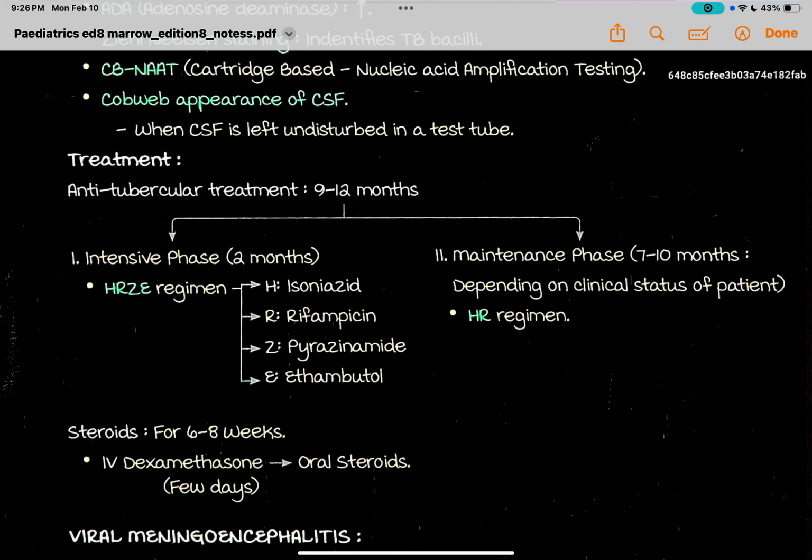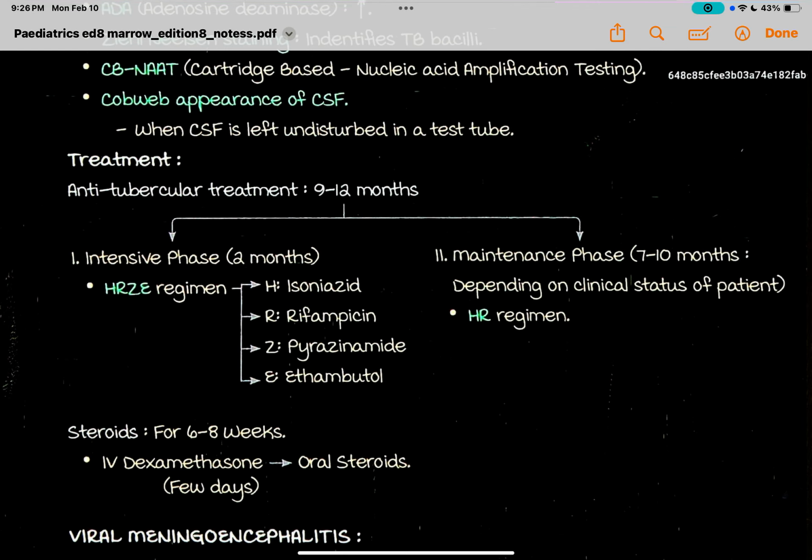Treatment: anti-tubercular treatment for 9 to 12 months. The first 2 months is the intensive phase, and the rest, 7 to 10 months, is the maintenance phase. The intensive phase is the HRZE regimen: H is for isoniazid, R is for rifampicin, Z is for pyrazinamide, and E is for ethambutol.